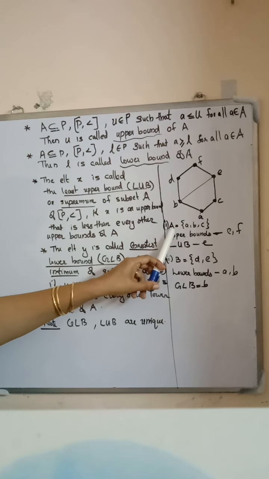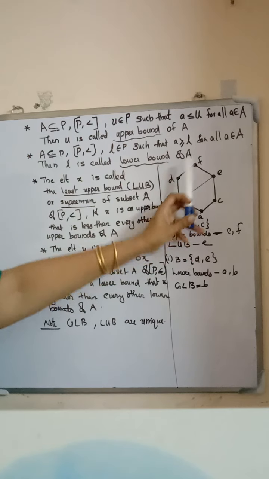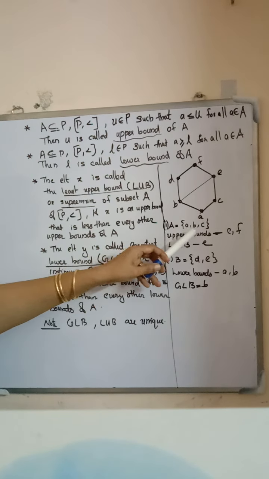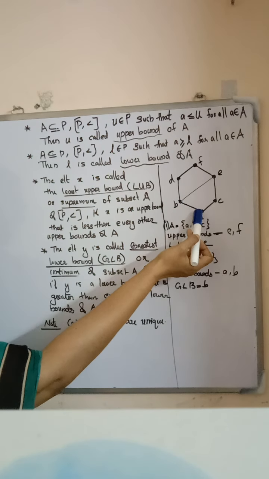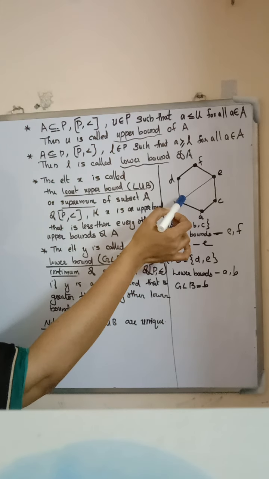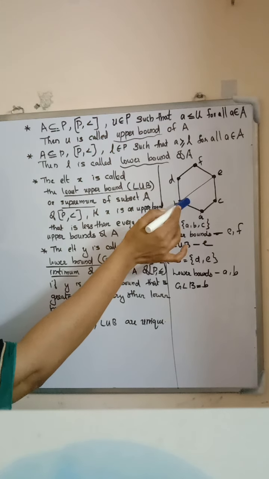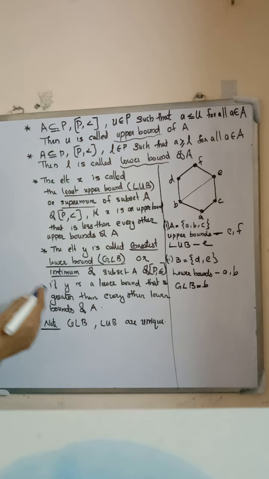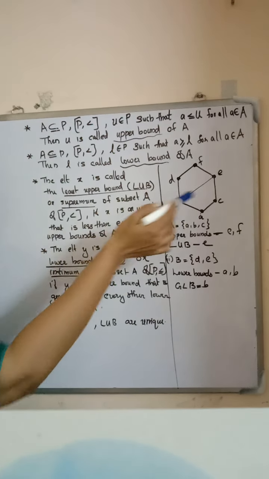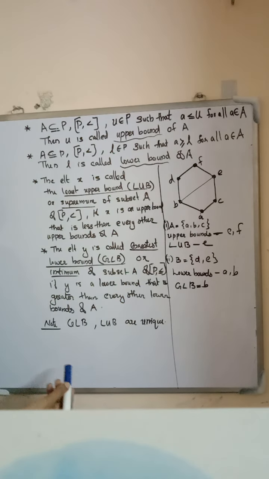Now consider a subset A equal to the set {A, B, C}. {A, B, C} is definitely a subset of P, where P is the set {A, B, C, D, E, F}. Then, the upper bounds of {A, B, C}: we know that the elements greater than the elements of the set {A, B, C}, that is, the elements that succeed the elements A, B, C, are in the upper bound. All the elements that succeed A, B, C are in the upper bound.